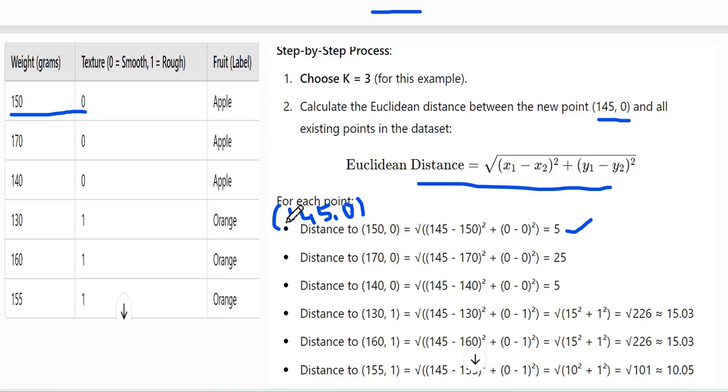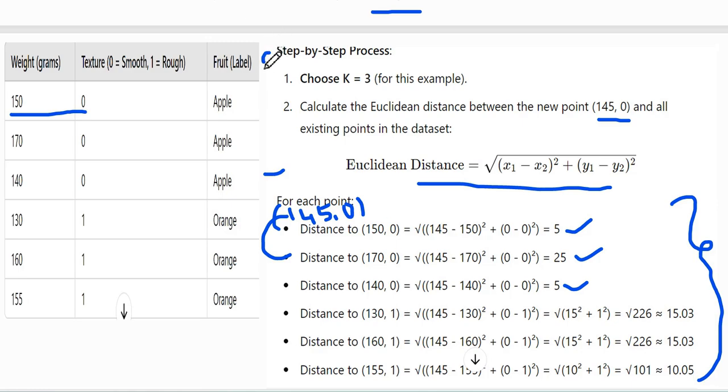Like that, we calculate 145 to 170 comma 0: square root of (145 minus 170) whole square plus (0 minus 0) whole square. This is 25. Like this, 145 comma 0 to 140 comma 0, then we get the distance 5. Again from 145 to the fourth point, the fifth point, and the sixth point. Like this we are calculating the distance from the test point to all the points in the data set.